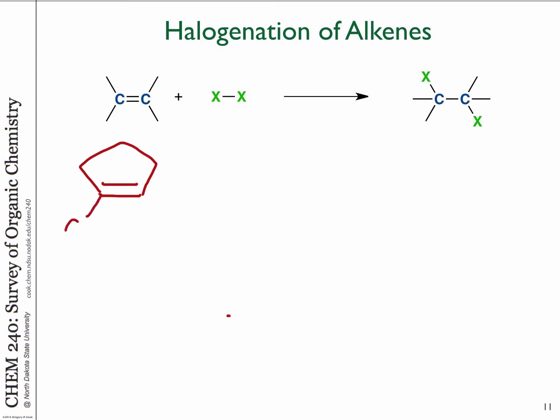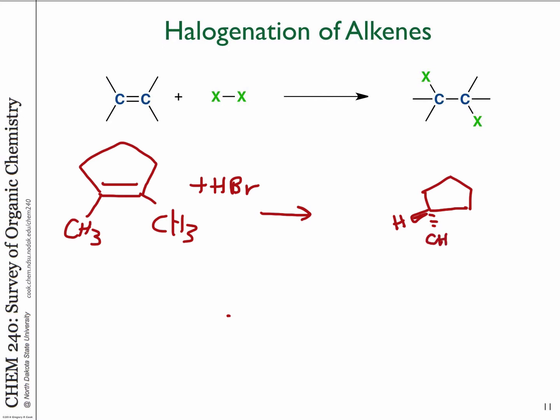What I didn't say is that, let's say we have something like this, a cyclic ring with a couple of substituents on it. If we add HBr to that, we can form two products. Because of the ring now, we have stereoisomers, where we can have the hydrogen and bromine adding on opposite sides of the ring or on the same side of the ring.